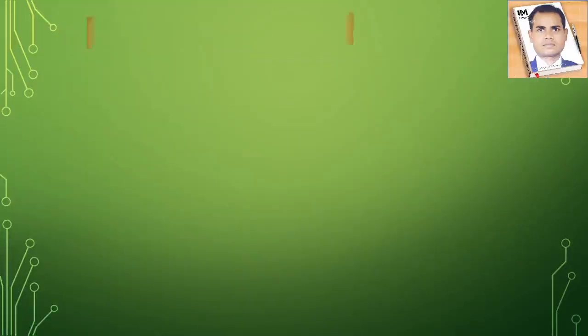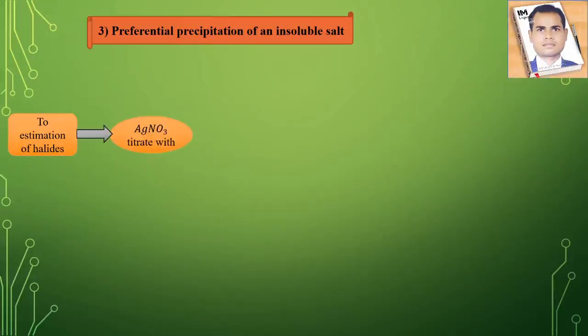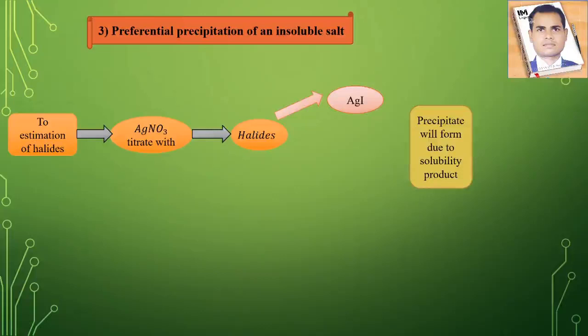Now we have to see the third application, that is differential precipitation of an insoluble salt. In this application, if we want to estimate the halides from a mixture of halides, it may be iodine, chlorine or bromine. First of all, which one will you get in precipitate form? If you titrate AgNO3 with a mixture of halides, you will get different kinds of precipitate. First it will form AgI precipitate.